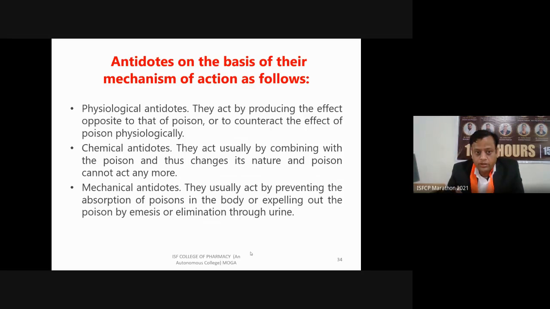So the chemical antidotes act by forming a chemical bond. Next is mechanical antidotes. They usually act by preventing the absorption of poison in the body, or expelling the poison by emesis or elimination through urine. So mechanical antidotes work by these processes.